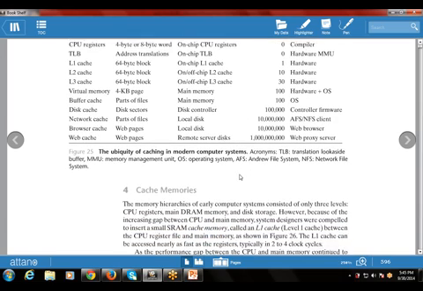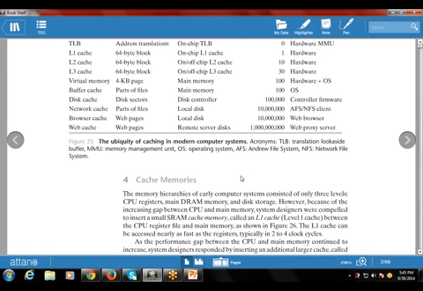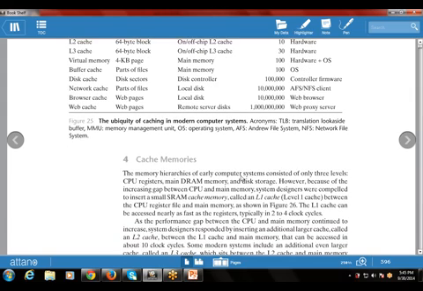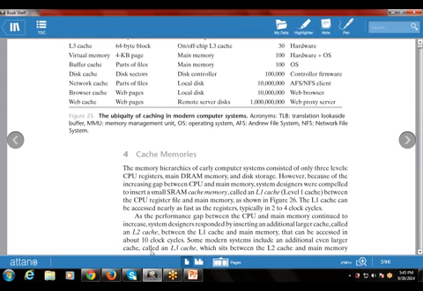So this is what we have covered in the memory hierarchy. The next topic is cache memory, which I will start in tomorrow's class.